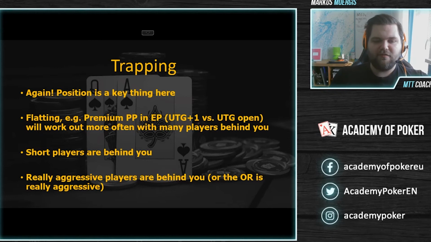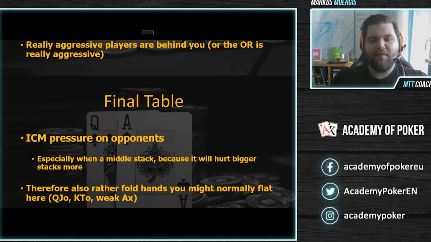And also, last but not least, of course, if you have really aggressive players behind you, or the open raiser is really aggressive, because then on the flop you can be pretty certain to get it in, because he will continue or just put you all in if you have a little bit more than the pot left or stuff like that. So keep those things in mind.